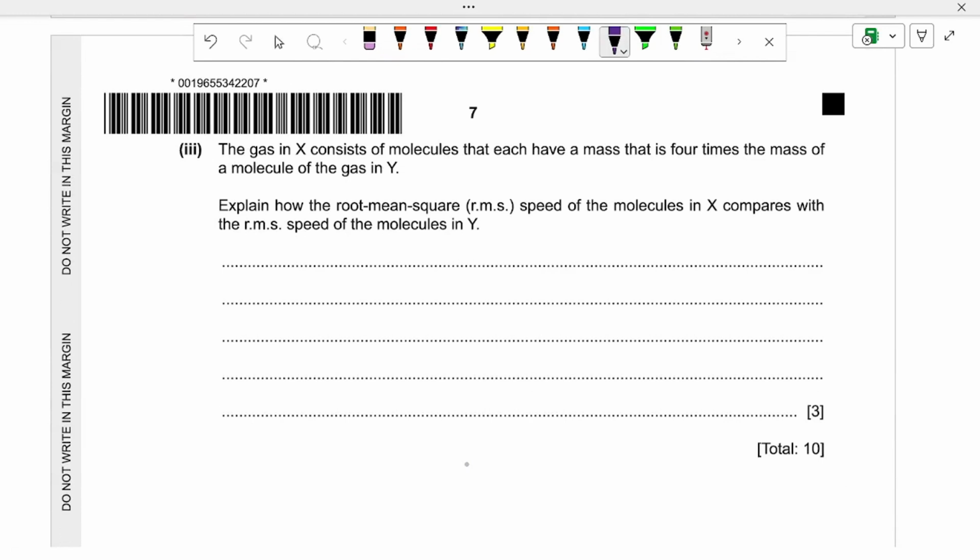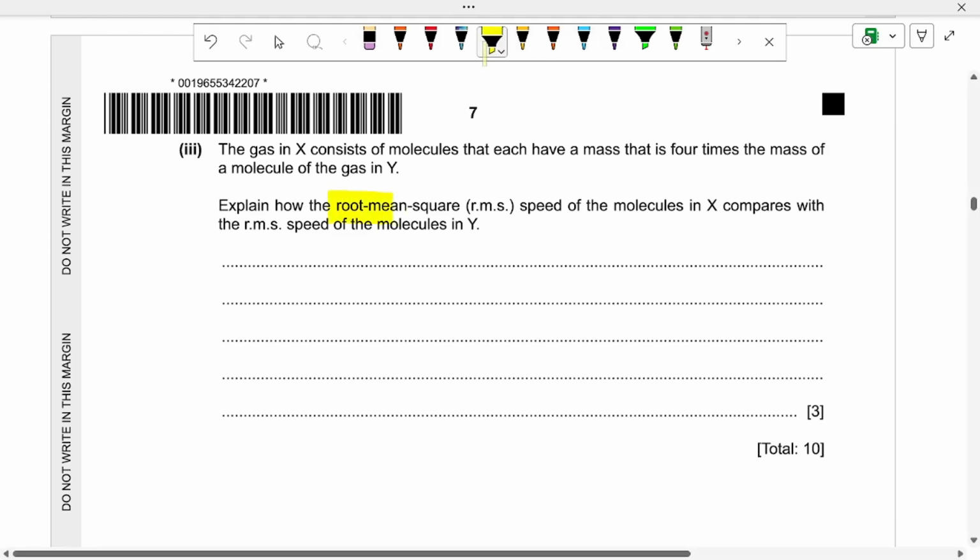The gas in X consists of molecules. So I have cylinder X, and it has certain gas molecules. Those are the gas molecules present in it. And the molecules have a mass that is 4 times the mass of the molecules in cylinder Y. So the molecules in cylinder X actually have 4 times the mass of molecules in Y. Now I want to explain how the root mean square speed of the molecules in X compares with the root mean square speed of the molecules in Y.